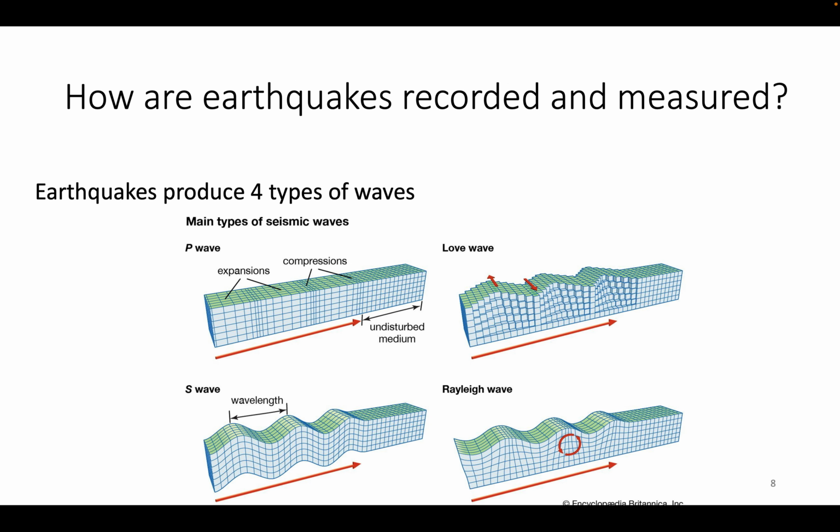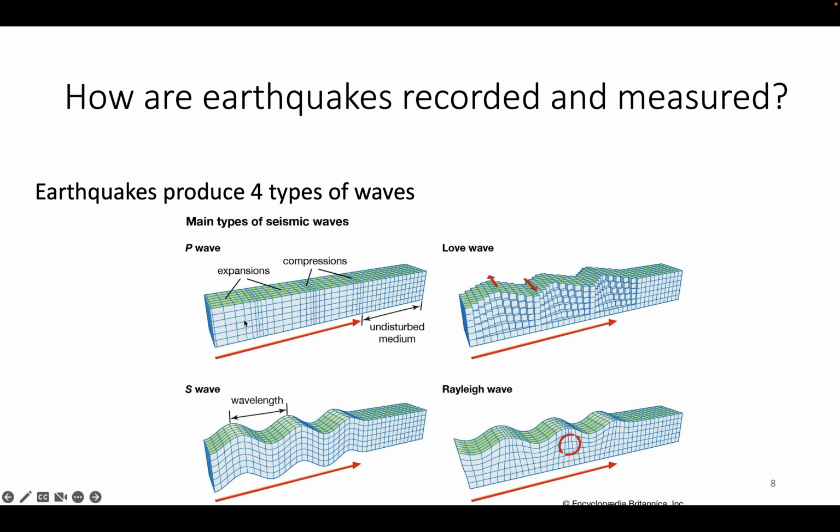How are earthquakes recorded and measured? Earthquakes radiate seismic energy in the form of two types of surface waves, Love waves and Rayleigh waves, shown here on the right. There are also two types of body waves, primary or P waves and secondary or S waves.